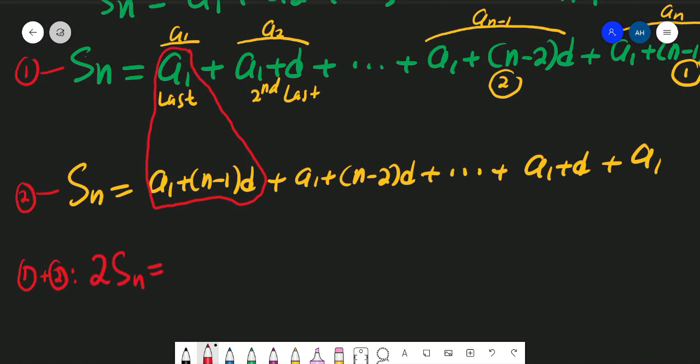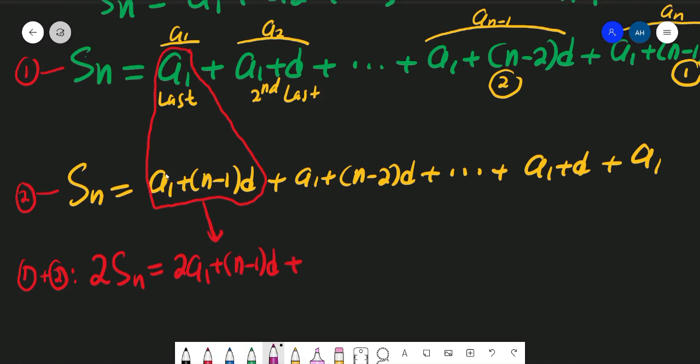Equal to, now the first term in equation number 1, we want to add with the first term in the second equation. Here we have a1, we want to add it with a1 plus n minus 1 times d. If we look carefully, we have a1 here, and in this term we have a1 also, so we'll have 2a1, right? Let's add them together. We have 2a1 plus n minus 1 times d. The sum of these will be equal to that, plus.